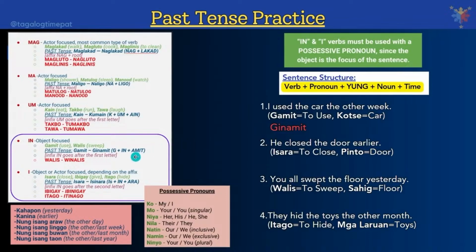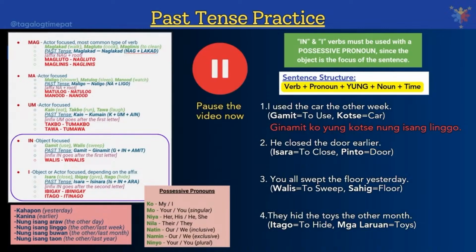Remember, for in verbs, the infix in goes after the first letter. So ginamit. Then it's the pronoun ko, which is the possessive pronoun I. Then it's the word yung, which means the. Coche nung isang linggo. So, ginamit ko yung coche nung isang linggo. I used the car the other week.